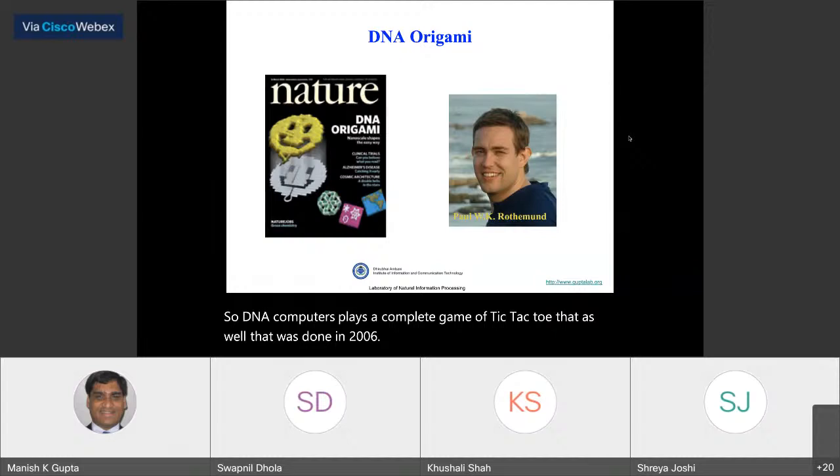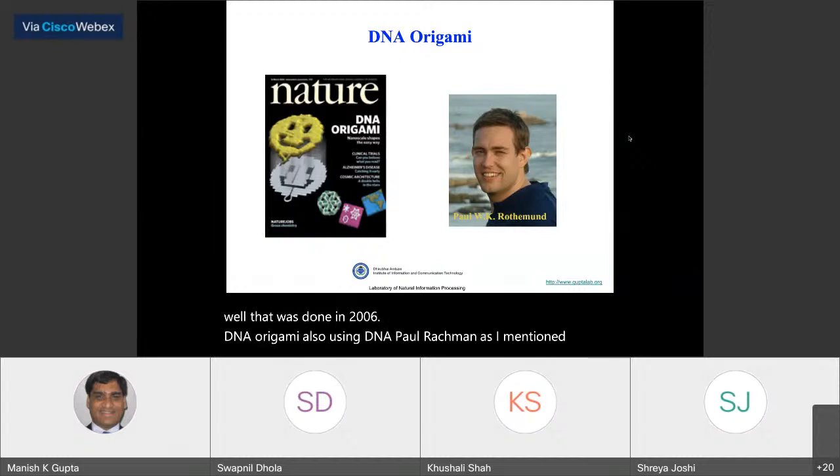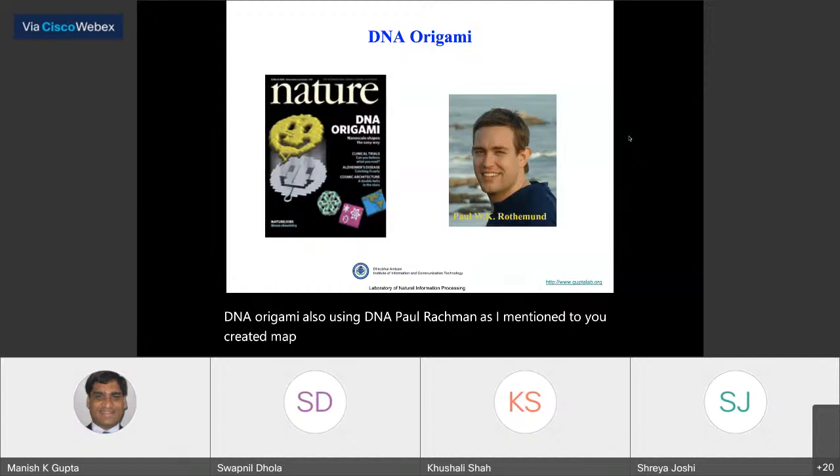DNA origami. Using DNA, Paul Ottman, as I mentioned to you, created the map of USA, and a lot of other interesting shapes, a smiley face, and that came as a front cover of Nature. It's very famous. Now the DNA origami technique is very popular and has a lot of applications in different directions, medicine and other places. You can create different kinds of things using DNA origami. So it's engineering, real engineering.